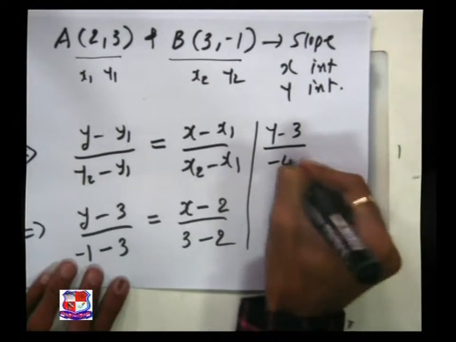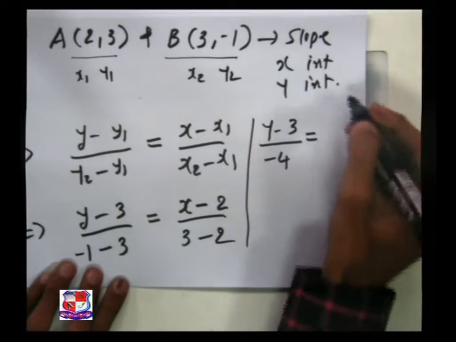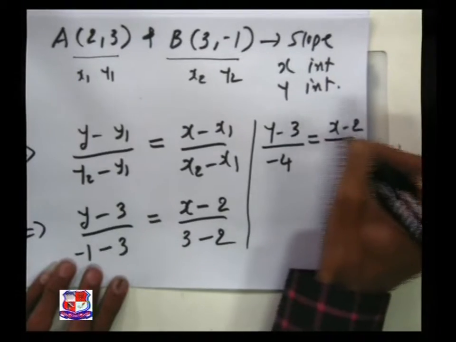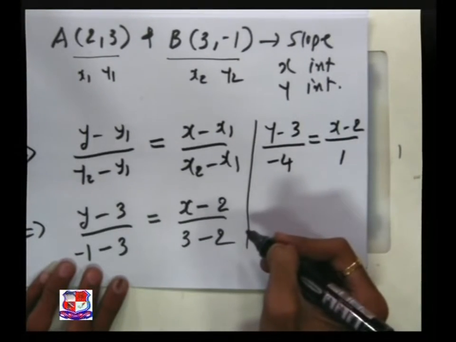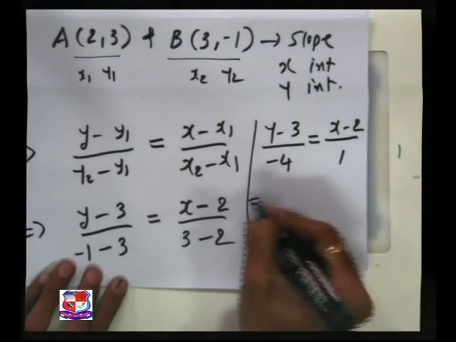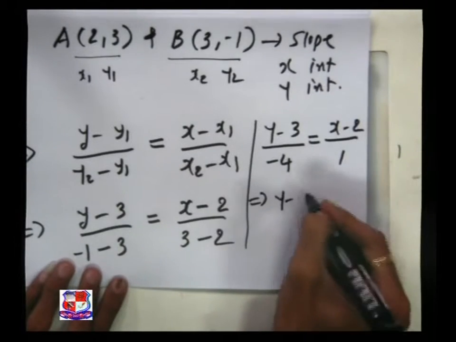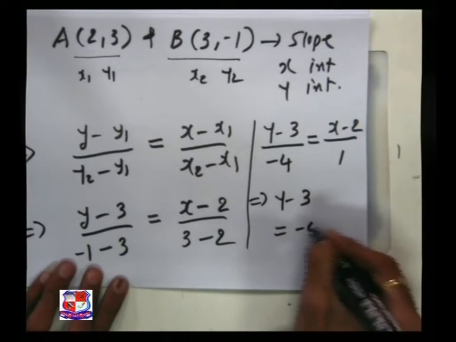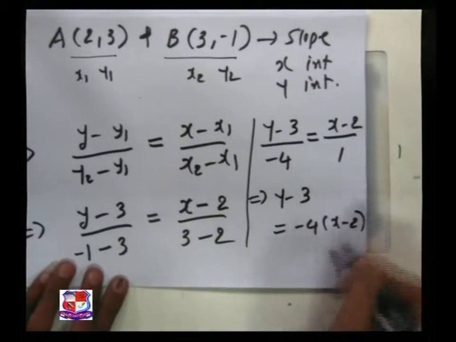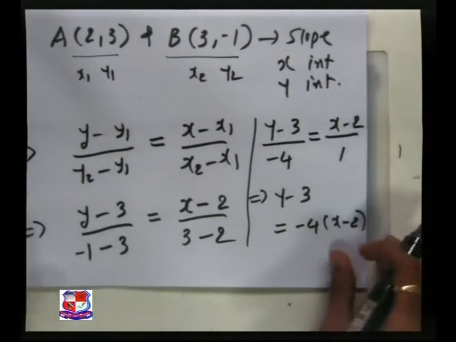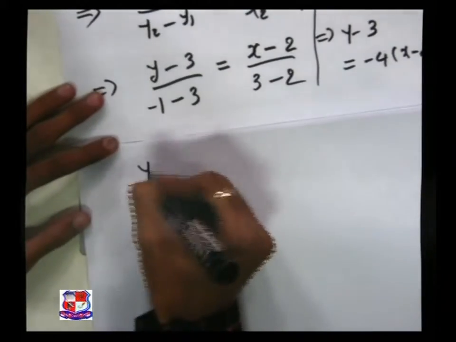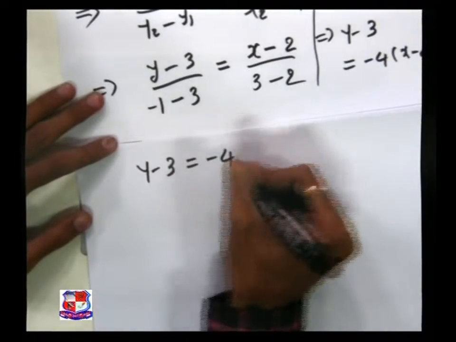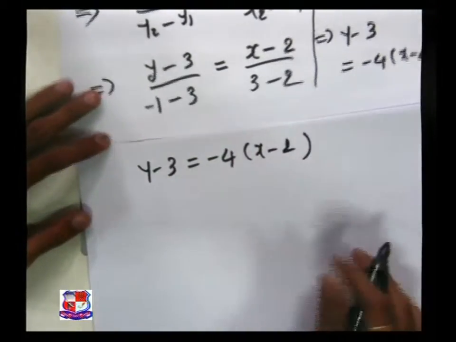upon minus 4, that is equal to x minus 2 upon 1, right? So by cross multiplying we will get y minus 3 is equal to minus 4 into x minus 2. Okay, so we will get here y minus 3 is equal to minus 4 into x minus 2, right?